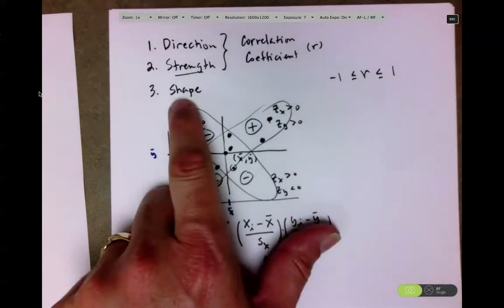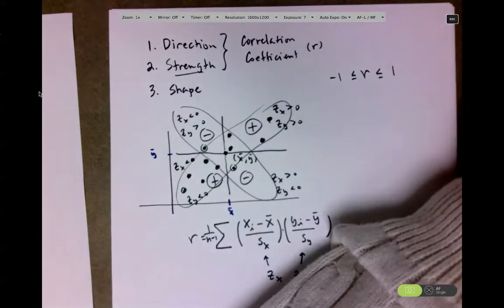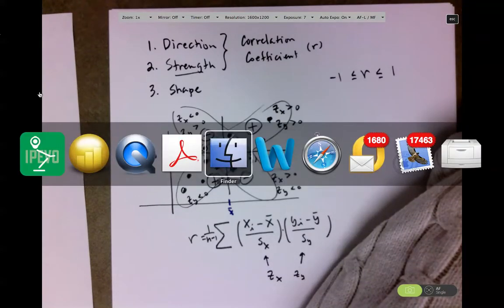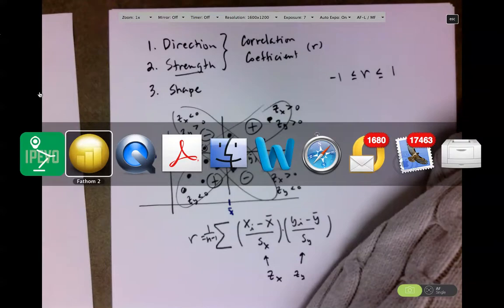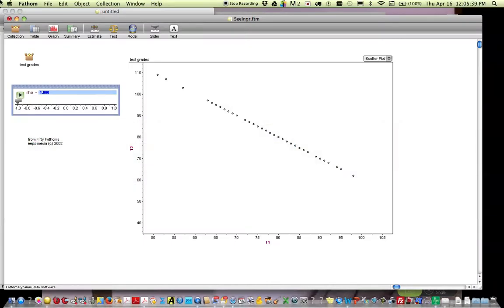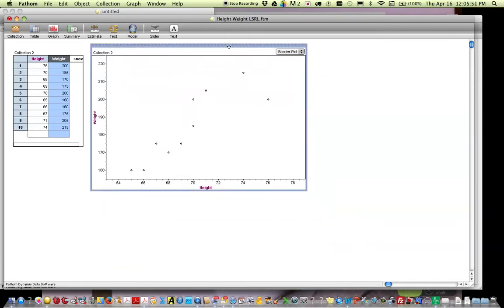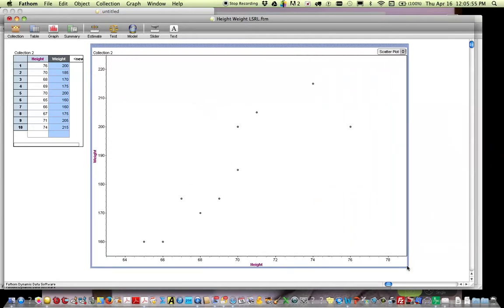Now the shape is something that we're just going to have to visualize. All right, if I go back to my graph again, not this graph, the other one. Height and weight data. I'm going to look at this and say, if I could fit a line in here, I think a linear function is probably going to work just as well as anything else. And so that's what we're going to end up doing, trying to fit a line to this data.